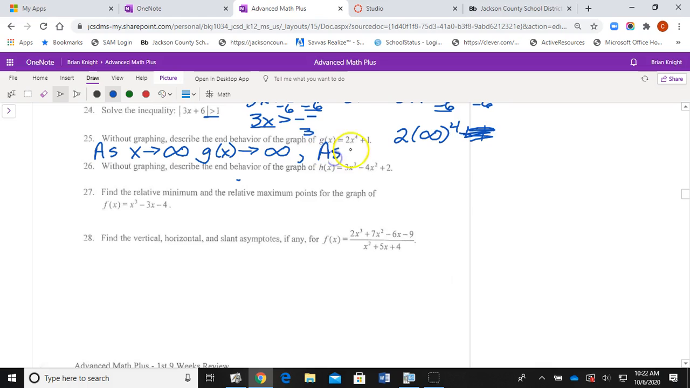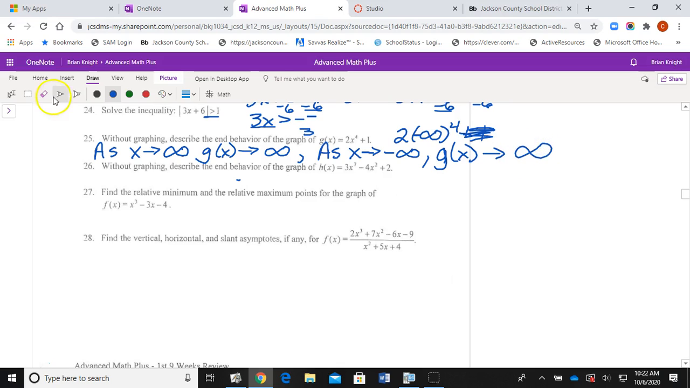And then we need to do, as x approaches negative infinity, g of x approaches what? Well, let's see. If I made that infinity there negative, does it change anything? No, because negative to the 4th is still going to be positive, times 2 would still be positive infinity.